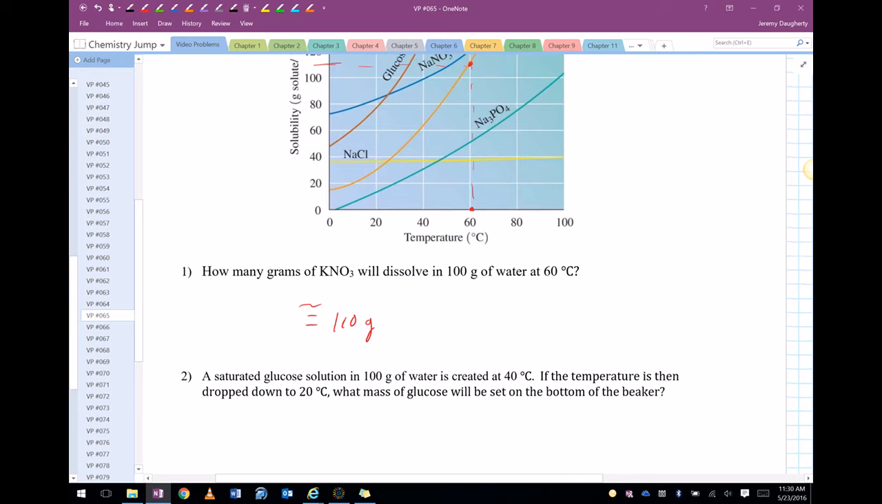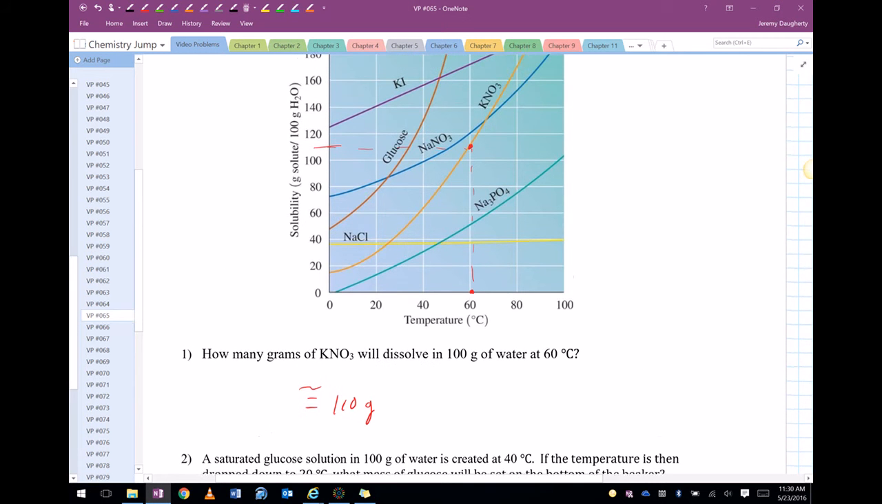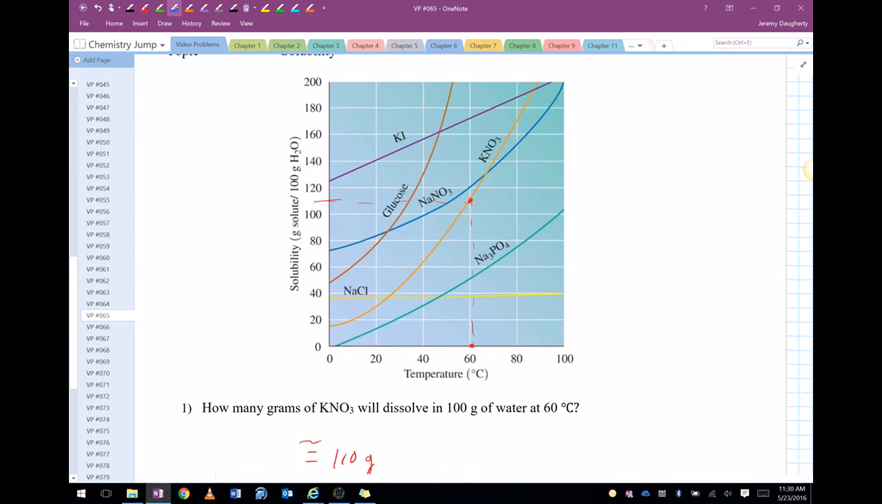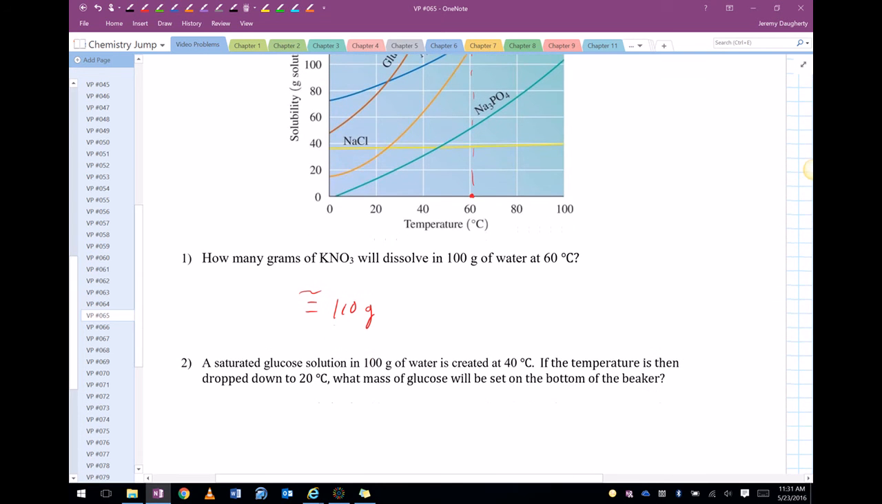A saturated glucose solution in 100 grams of water is created at 40 degrees Celsius. So let's talk about that. At 40 degrees Celsius, at this point right here, that's the most amount of glucose that will dissolve in 100 grams of water at 40 degrees Celsius. So that's saturated, right? We then drop the temperature down to 20 degrees Celsius.